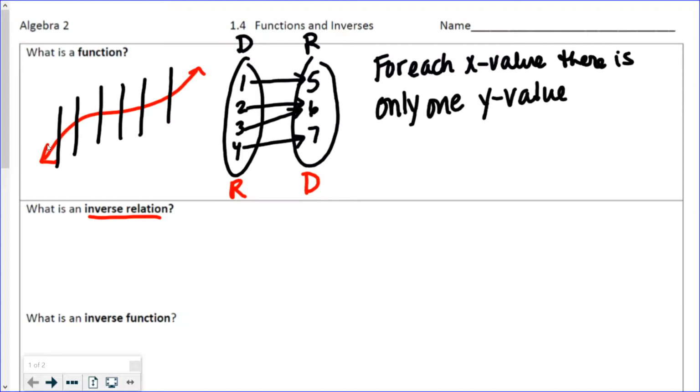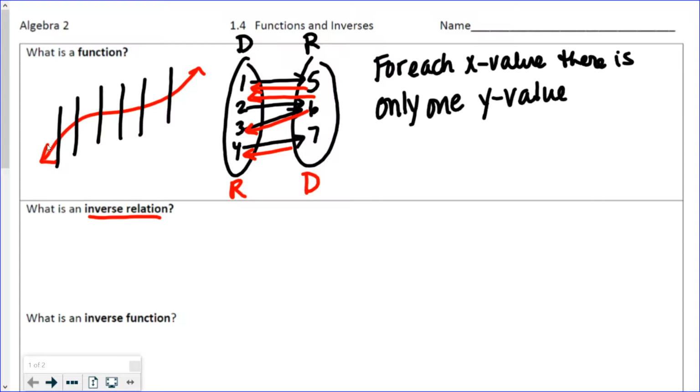So if I have the point 1, 5, in the inverse, the point would be 5 goes to 1. So the point 5, 1. 2, 6 is a point, so 6, 2 would be in the inverse. 3, 6 is a point, so 6, 3 would be in the inverse. 4, 7 is a point, so 7, 4 is in the inverse. So if you look at this mapping that we have here, this is an inverse relation.